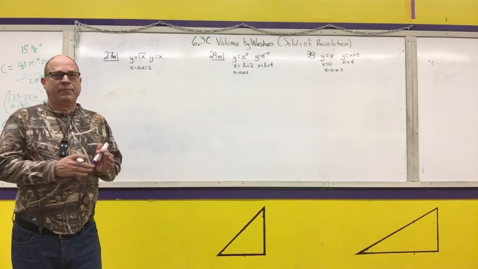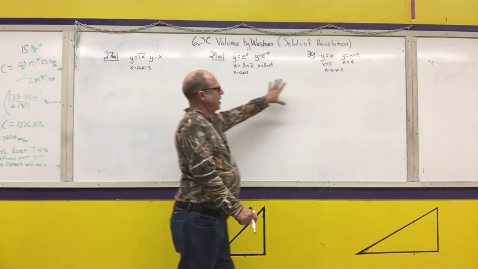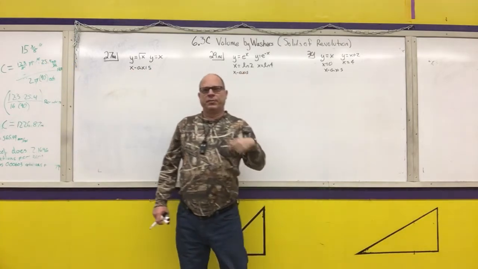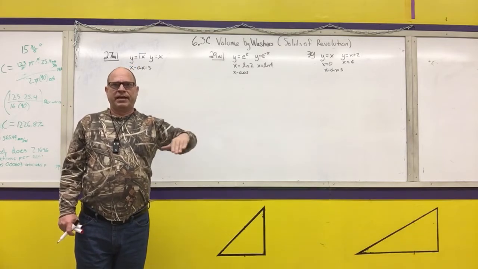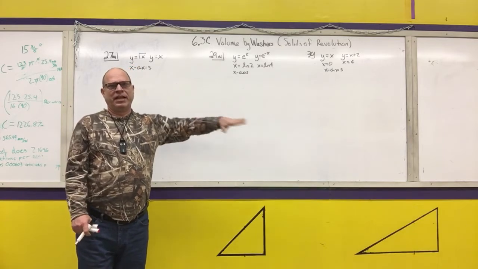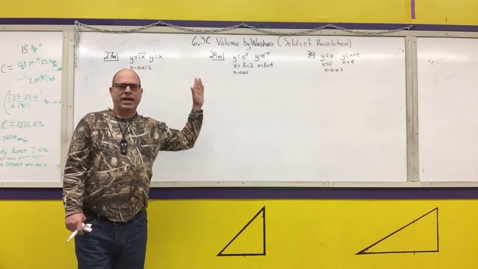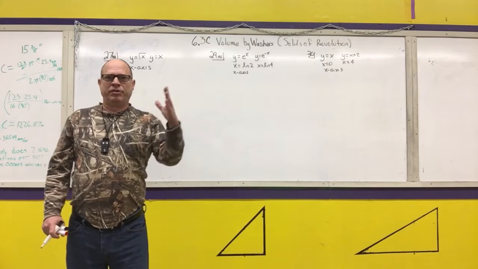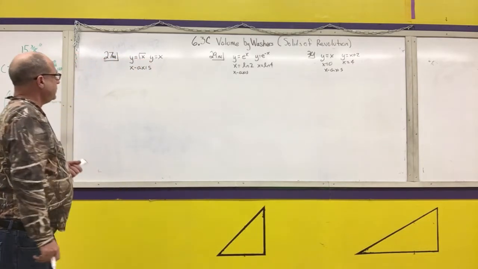I'm going to do 4 examples for volumes by washers. The first 3 are examples out of the book. And then I'm going to write a 4th example, and I'm going to revolve it around the x-axis, around the y-axis, around a line parallel to the x-axis, and around a line parallel to the y-axis. We're going to do it 4 different ways, come up with 4 different volumes.